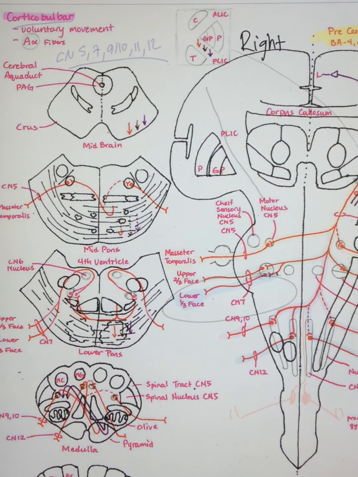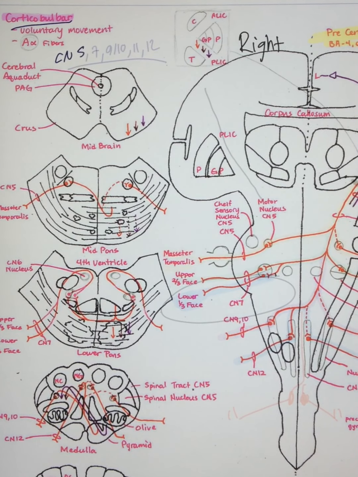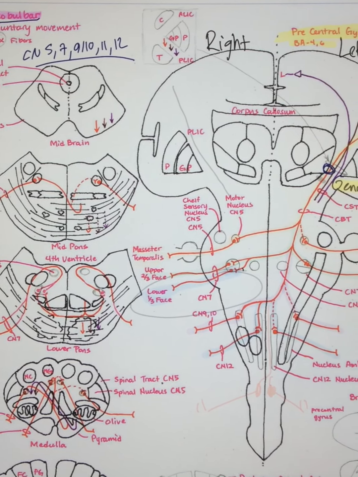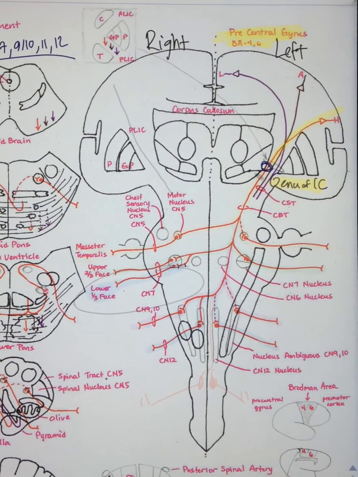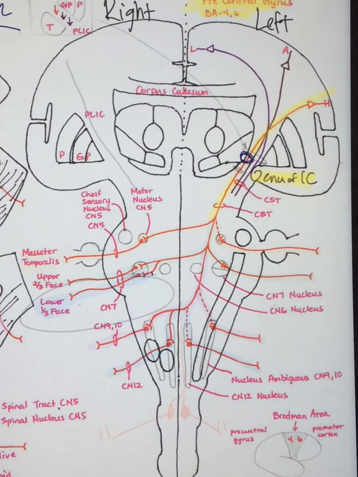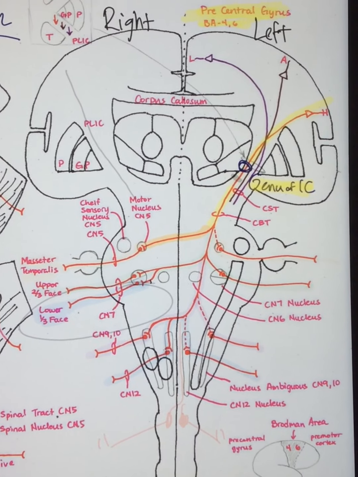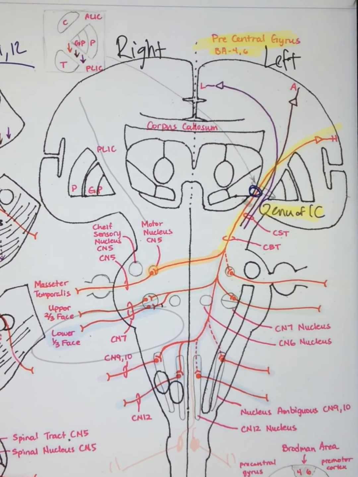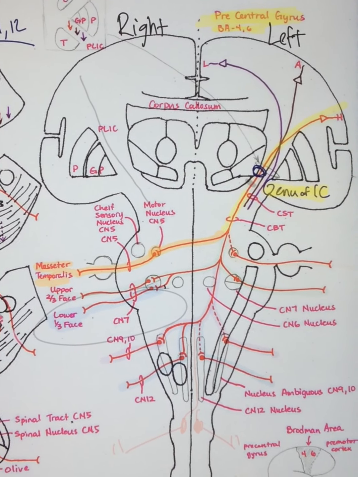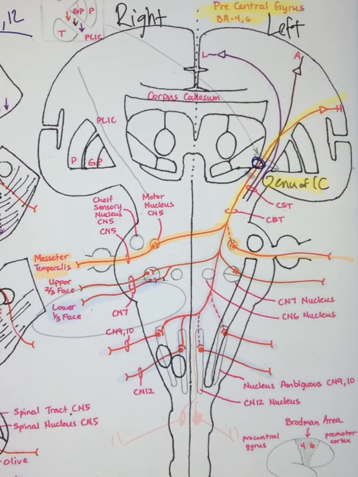Here we're looking at the corticobulbar tract, which involves cranial nerves 5, 7, 9, 10, 11, and 12. So we're starting at your precentral gyrus, and we are going through the genu of your internal capsule, and you have bilateral projections to all of your motor nuclei. So here we go contralaterally to your motor nucleus of 5, and this is cranial nerve 5 supplying your muscles of mastication. And also we go ipsilaterally as well.